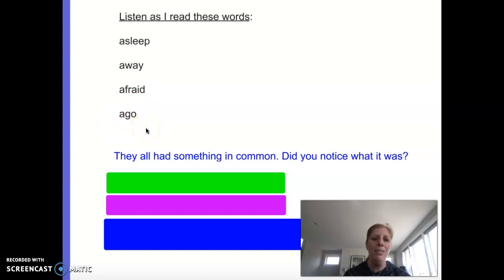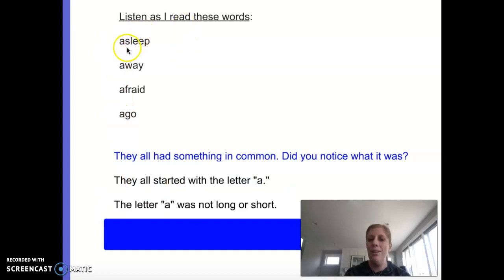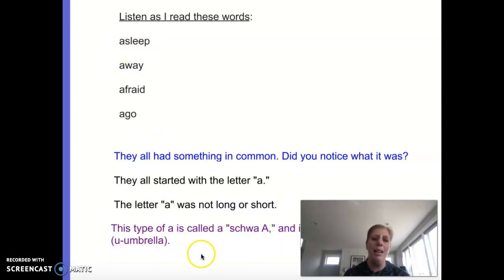Did you hear that sound? Did you see what all those words have in common? They all start with the letter A, and the A is not short or long. It's not "sleep" or "ay-sleep." This is a third kind. This type of A is called a schwa A, and it sounds like a short U, like umbrella, right? Asleep, away, afraid, ago. Okay, so this is called a schwa A.